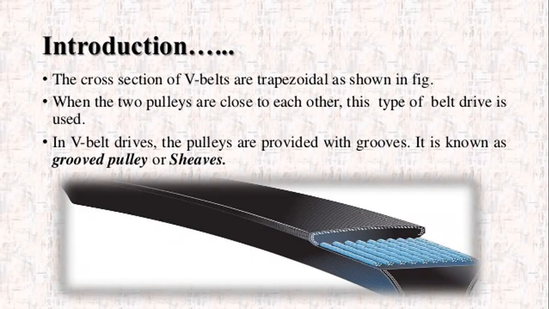In V-belt drives, the pulleys are provided with grooves. You can see the grooves here. So the V-belts sit in the grooves. These grooved pulleys are also called sheaves. This type of grooved element is used in these drives.